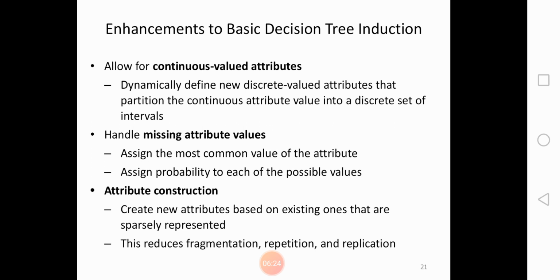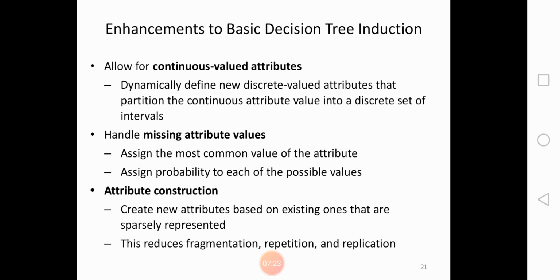Then again, enhancements to basic decision tree induction. We have: allow for continuous-valued attributes, as I told you the values are not discrete here. Dynamically define new discrete-valued attributes that partition the continuous attribute value into a discrete set of intervals. Handle missing attribute values: we assign the most common value of the attribute, or assign a probability to each of the possible values. Handling missing attribute values means assigning relevant values, where there is a relationship to that particular attribute. Such values we need to enter.